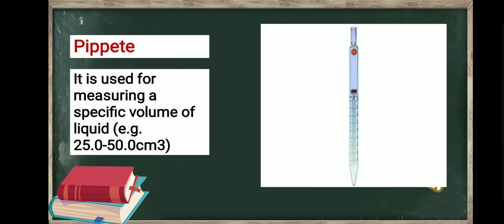Pipette. It is used for measuring a specific volume of liquid, for example 25 to 50 centimeter cube. Means they are used for measuring a specific volume of a liquid. Now micropipettes are also used in the laboratory, and they are digital, so their value is much less than this 25 to 50. So the pipette picture is also shown to you.